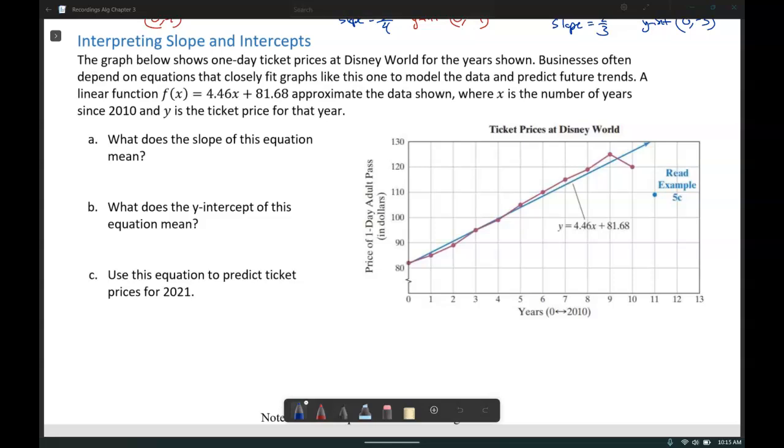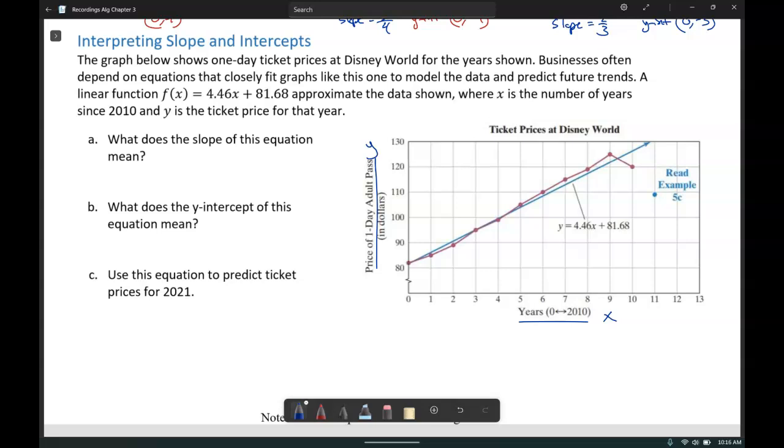So we're given a linear function, f of x equals 4.46x plus 81.68, to approximate the data shown. That's this blue line that we have here. Okay, so that line, where x represents the number of years since 2010 and y is the ticket price for that year. And we see those listed as the x and y axis, the years for the x-axis, and the price for the y-axis.